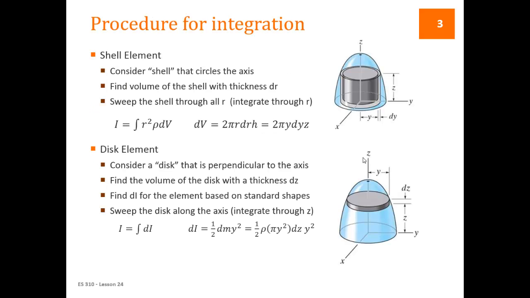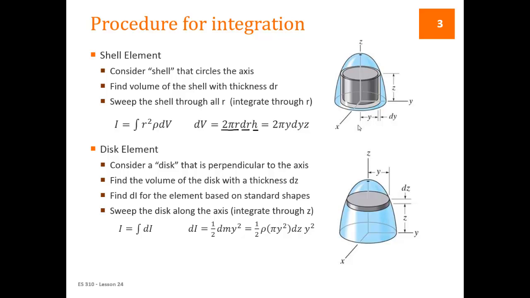There are several ways of finding the mass moment of inertia I. The most general is through integration. So there are two ways we can look at this integration. In the shell element method, we draw a shell, which is a cylindrical element that starts with a radius of 0 and then moves outwards until it completely fills the volume that we're interested in. The general equation I equals the integral of r squared rho dv is used here, where dv is written as the circumference of the shell, 2 pi r, times the thickness of the shell, dr, times the height of the shell, h. So in the case that we see in this figure, we have 2 pi, the radius is y, dy is the thickness, and z is the height.